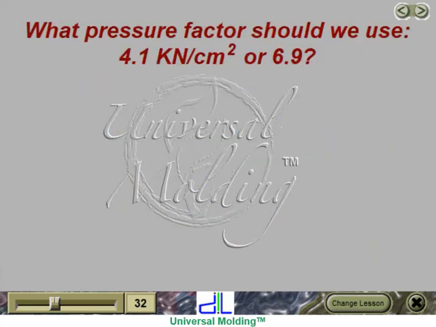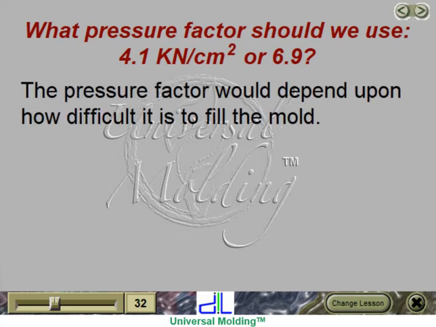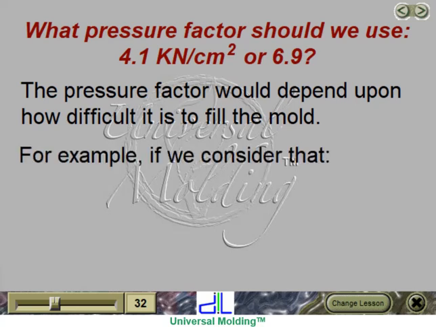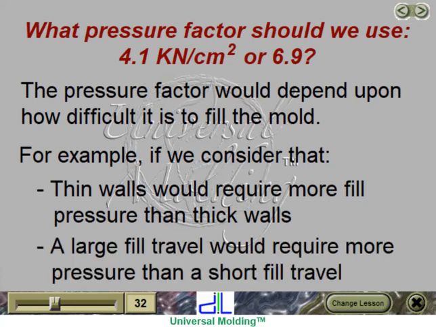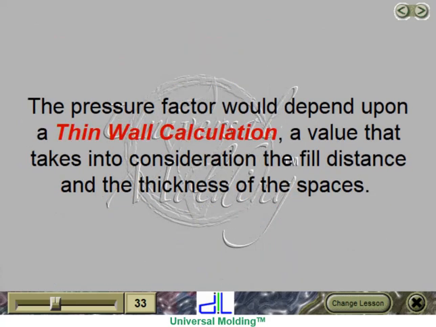What pressure factor should we use? 4.1 kilonewtons per centimeter squared, or 6.9? The pressure factor would depend upon how difficult it is to fill the mold. For example, if we consider that thin walls would require more fill pressure than thick walls, and a large fill travel would require more pressure than a short fill travel, the pressure factor would depend upon a thin wall calculation, a value that takes into consideration the fill distance and the thickness of the spaces.